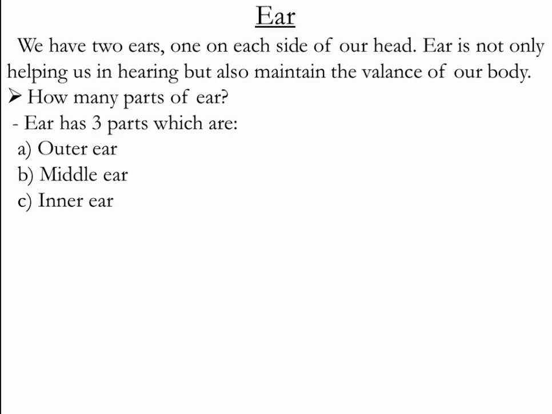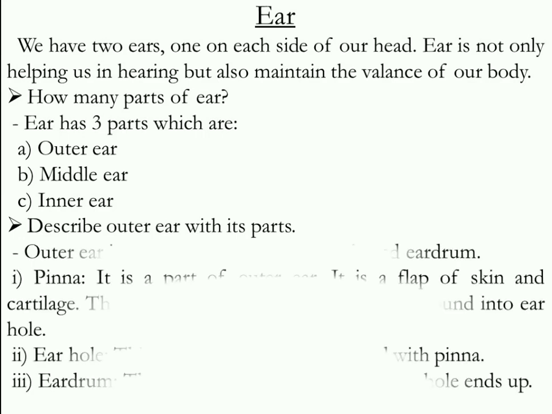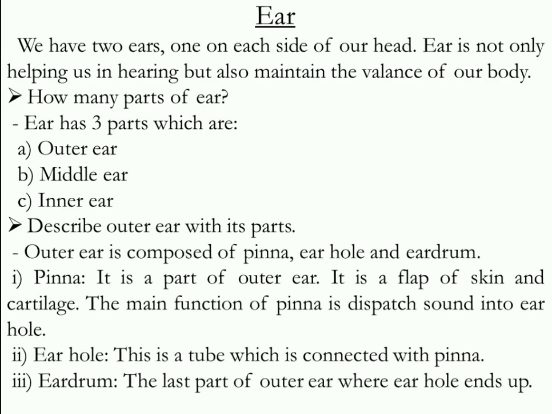Now let us know more about these parts. Let us describe the outer ear with its parts. That means the outer ear has its own parts. The outer ear is composed of 3 parts actually: pinna, ear hole and eardrum.